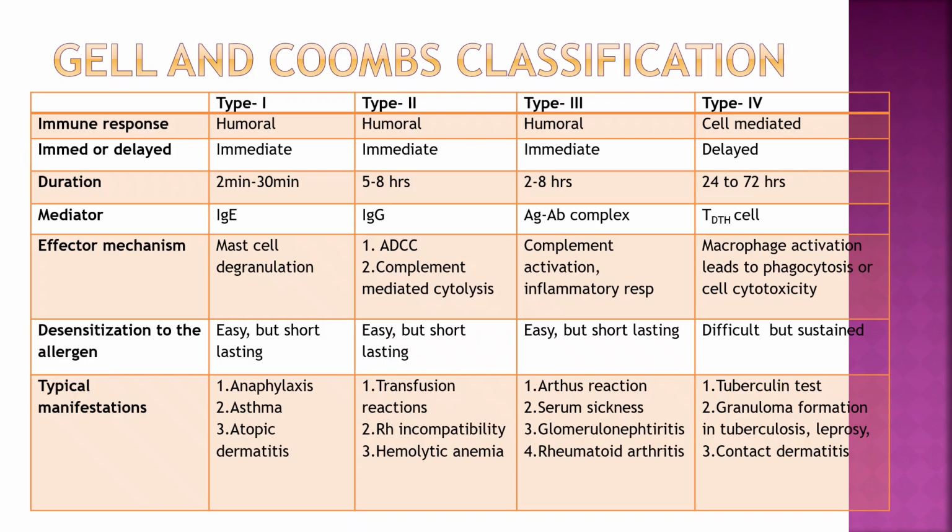Typical manifestations: type 1 anaphylaxis, asthma, atopic dermatitis. Type 2 transfusion reactions, Rh incompatibility, hemolytic anemia. Type 3 Arthus reaction, serum sickness, glomerulonephritis, rheumatoid arthritis. Type 4 tuberculin test, granuloma formation in tuberculosis, leprosy, contact dermatitis.